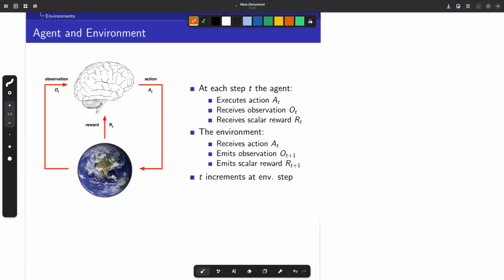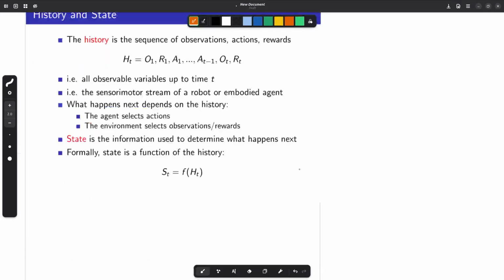And we learned that at each time step, T, as I said, our agent takes an action, observes the observation that is produced by the environment, and receives a reward signal. In turn, our environment receives an action from our agent, and produces the next observation, and also a reward signal for our agent. This is what we discussed in the previous session.